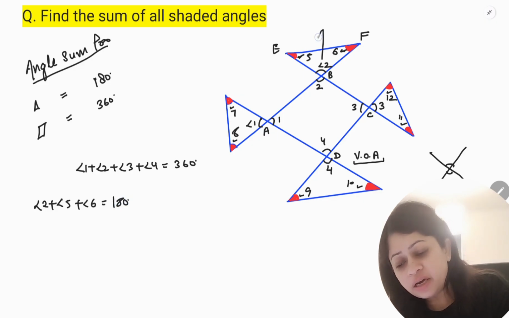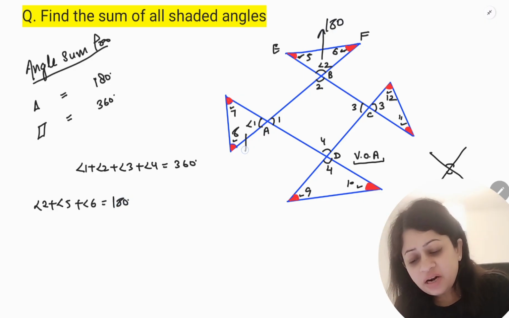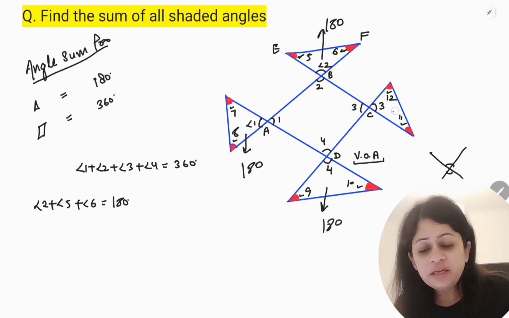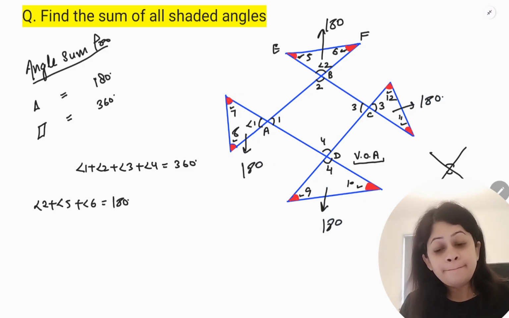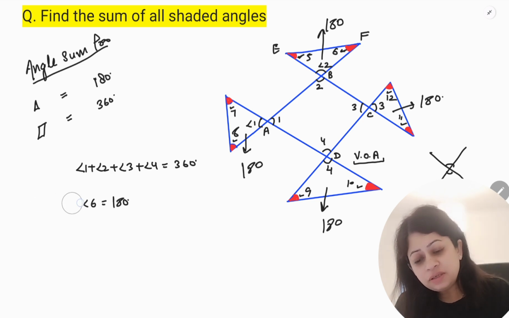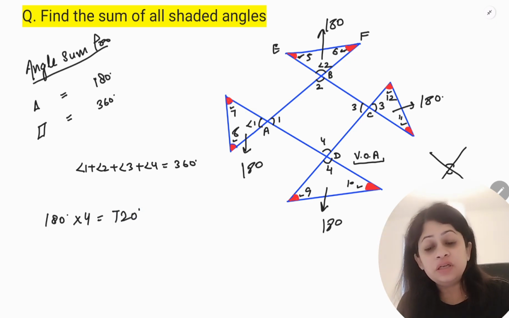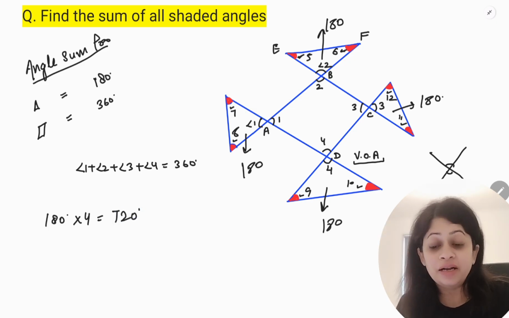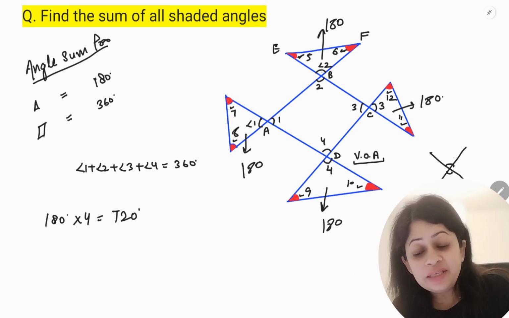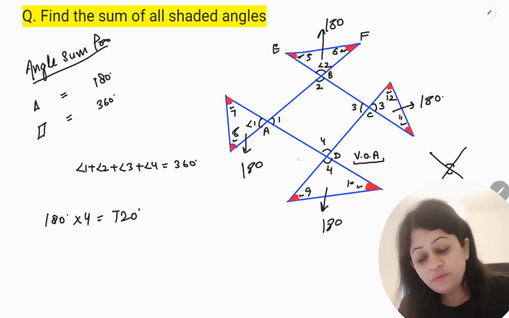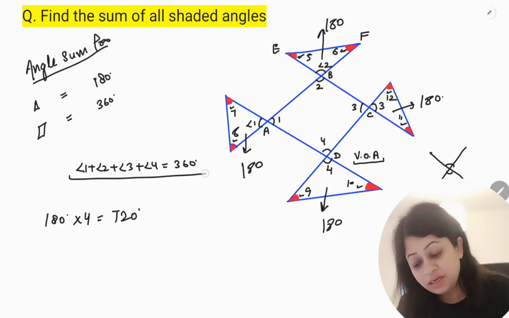So this triangle is 180, this triangle 180, this triangle 180 and this triangle 180. I will add all the triangles. So the sum will be 180 times 4, which is equal to 720 degrees, the sum of all the angles of the triangles. But we were not supposed to take these angles 2, 3, 4 and 1. So I will subtract the sum of 1, 2, 3, 4, which is 360.